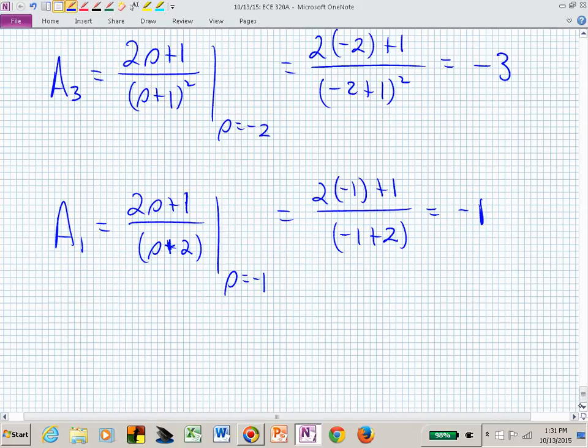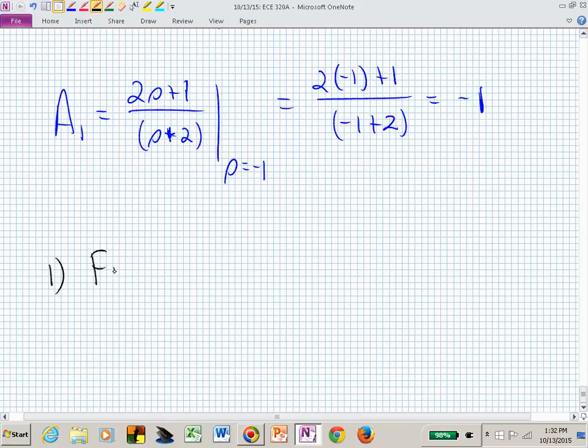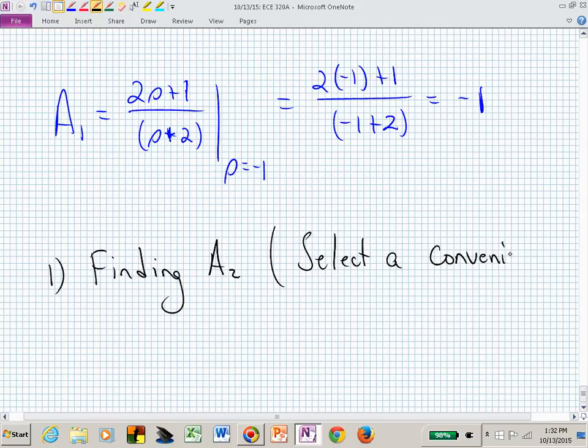Now, let's find Nemo. Let's find a sub 2. We need to find a sub 2. A1 and a sub 3 were easy. Maybe too easy. Now we're finding a sub 2, and I said before, there are many ways to find a sub 2. Here's one such technique, and I'm going to label this as select a convenient value for the variable s in our partial fraction expansion.